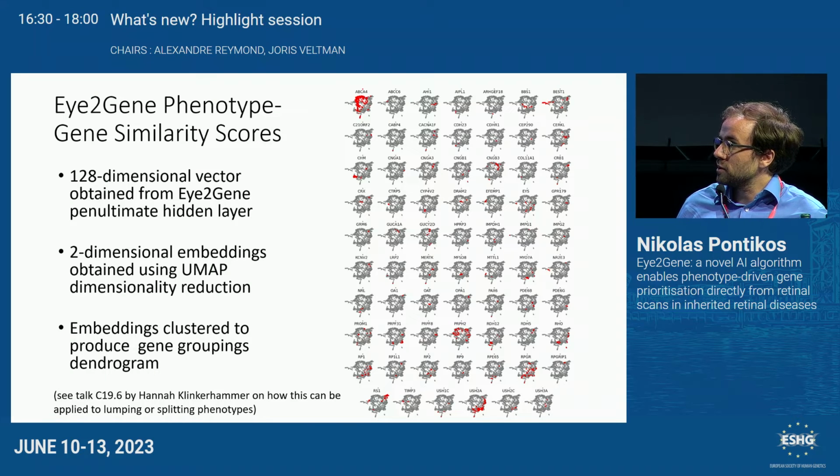So if you're interested in this sort of approach, you can attend the talk by Hannah Klinkenhammer, I think on Monday, who's applying this type of technique to lump or split phenotypes. So we didn't go that far to lump and split the phenotypes, but we did use these points in order to apply a clustering algorithm, a bit like the phylogeny clustering you saw in the previous talk by Natalie.